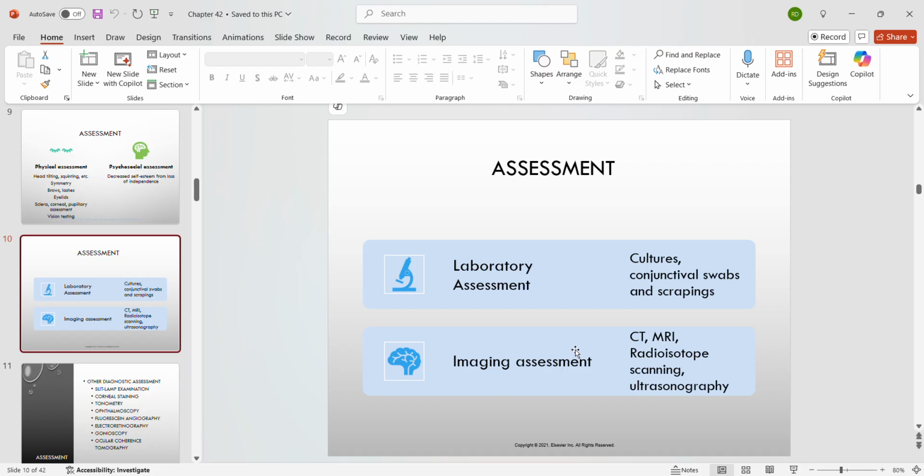We could do radioisotope scanning, examines for tumors and lesions. That would require informed consent. Sedation may be used, but they must be able to lay still for 30 to 60 minutes.